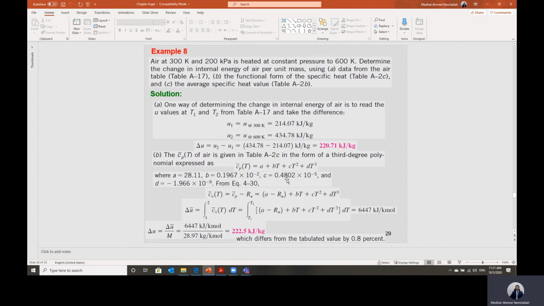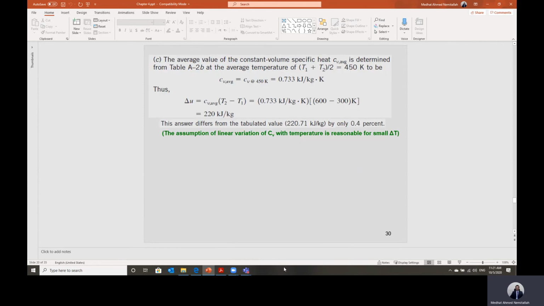You can get the constants A, B, C, D, and then Cv will equal Cp minus the universal gas constant. So this is the equation. Do the integration, then you can get this value, okay? But this value is delta U per kilomole. So I have to divide by the molecular weight. This molecular weight we can get for air from table A1. Then delta U will equal 222.5. This is compared to the accurate experimental value. It is very close. That means the integration is still a very accurate value.